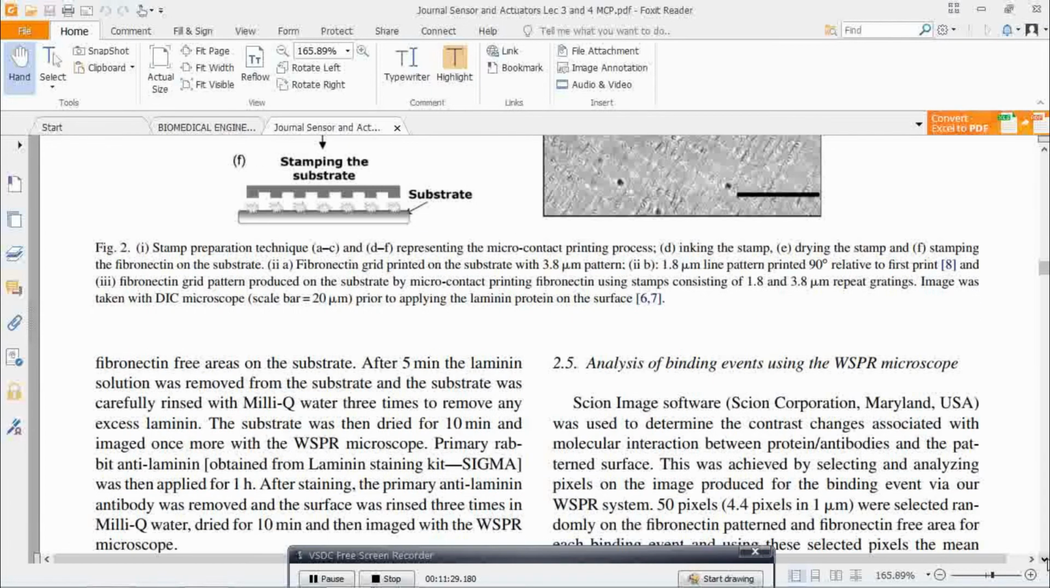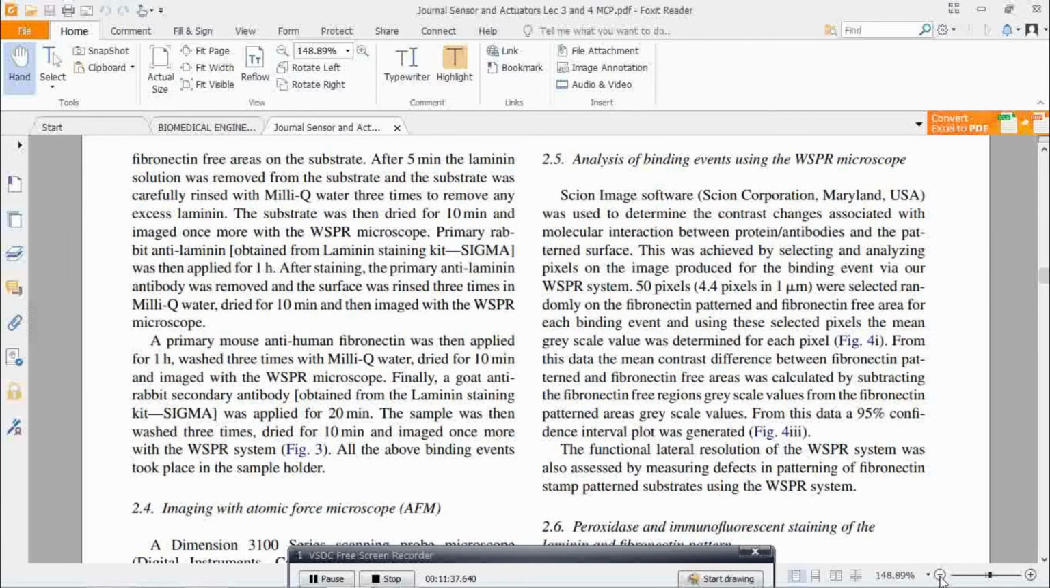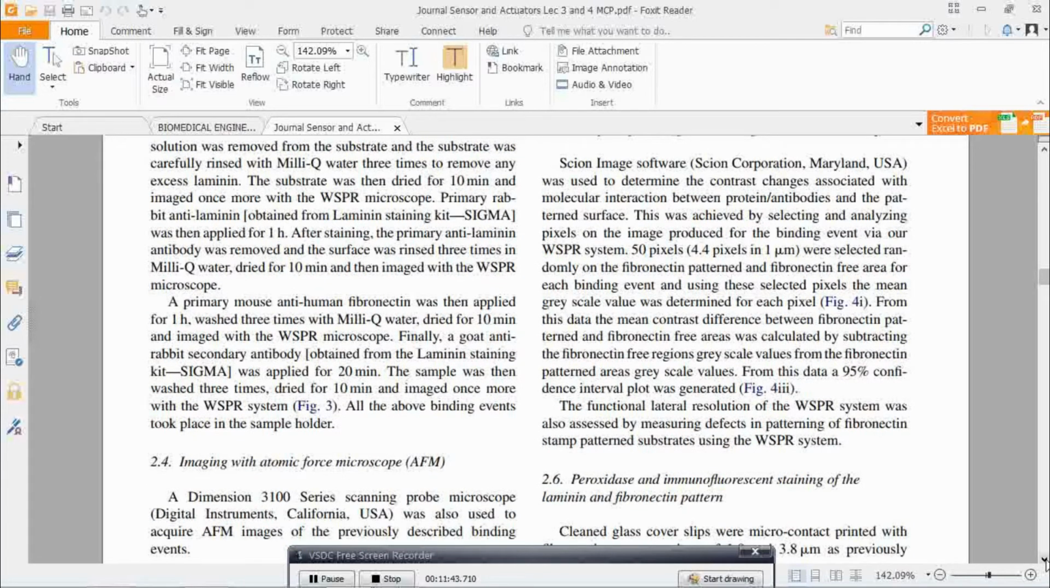Next, we will do an analysis of binding events using the surface plasmon, just to show that the surface plasmon system is sensitive enough to identify the differences between the binding of antibody to the antigens and also to the proteins.